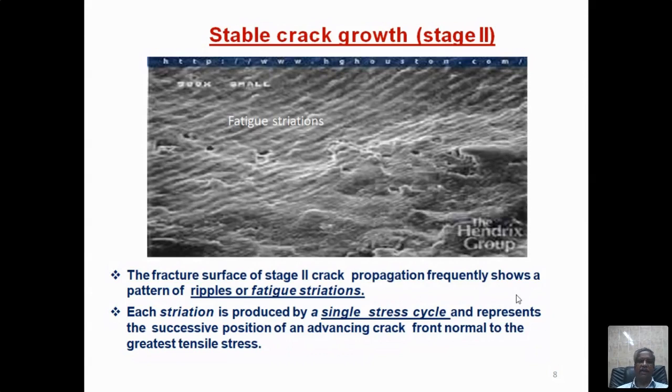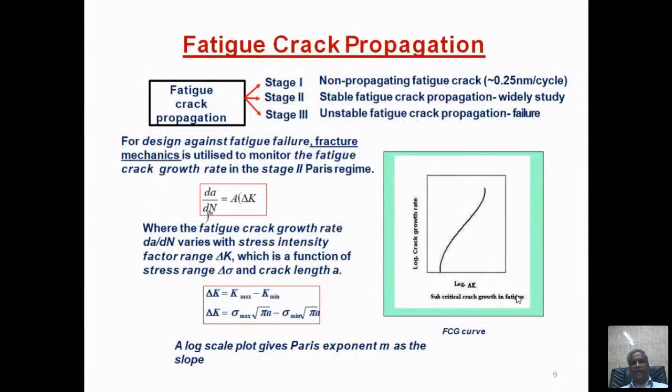It's similar to the type of appearance you can see in the fracture surface of fatigue. But each striation is produced by a single cycle, and you can even measure it. You can count how many striations there are, and by counting the striations, you can correlate with the number of cycles. Right, so the fatigue crack propagation.